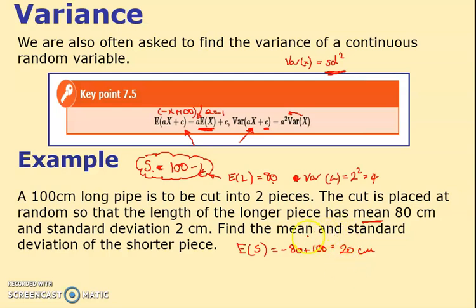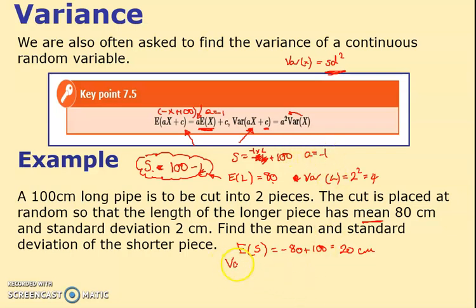The standard deviation, now what's the formula? It's 100 minus L. So again, it might be better just to write that more explicitly. It's minus L plus 100. It's minus 1L even, minus 1 times the L plus 100. So my A here is minus 1.